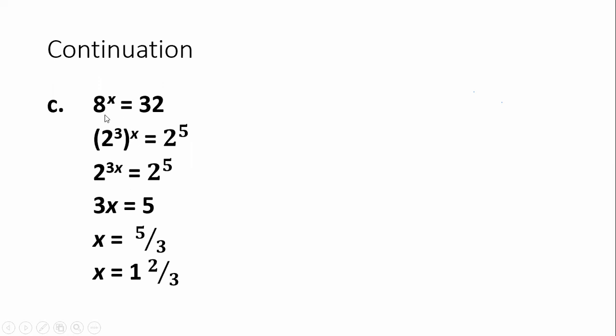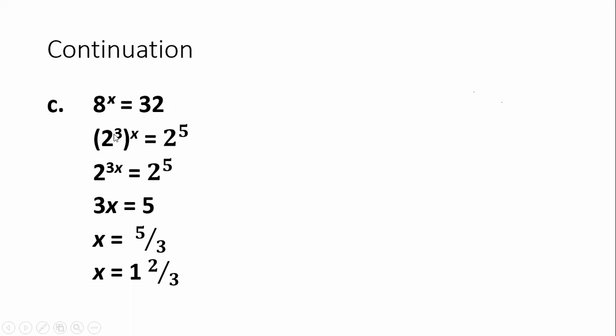C. 8 raised to power x equals 32. Before you can equate the powers, the bases, the numbers, must be equal. So we have to convert 8 to 2 raised to power 3, that's 2 times 2 times 2, and 32 to 2 raised to power 5, that's 2 times 2 times 2 times 2 times 2.